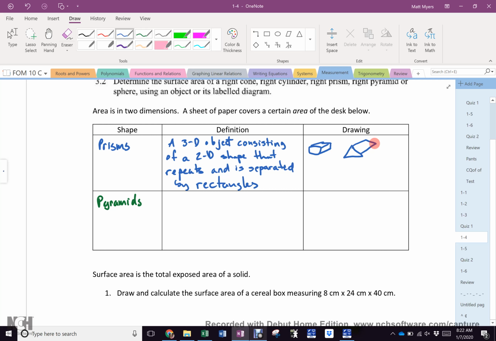What shape is that? Did that circle repeat? Did it start in one spot and repeat again over here? Are those two circles separated by a rectangle? So is it a prism? Yes. Okay.